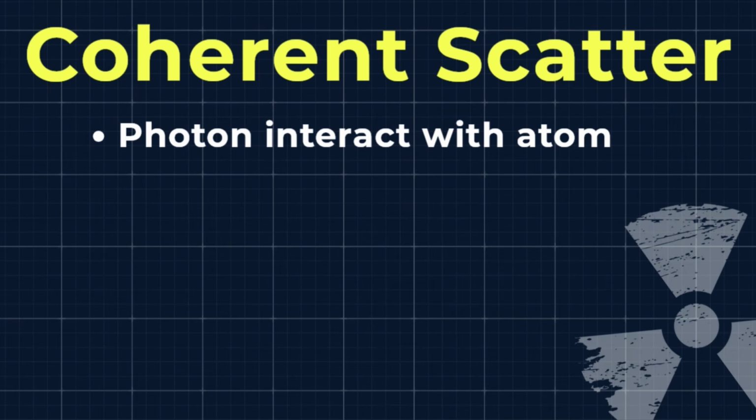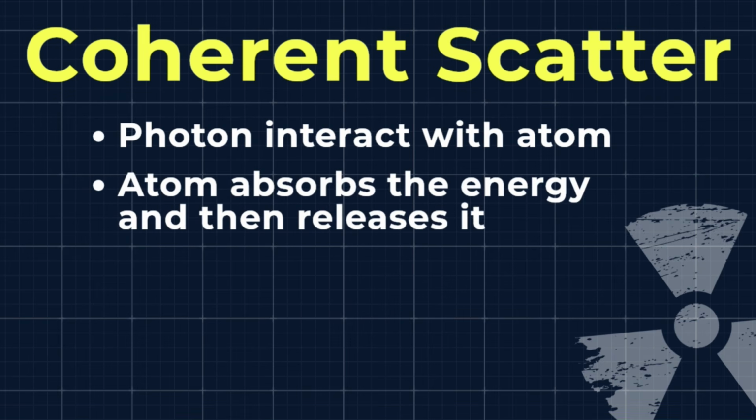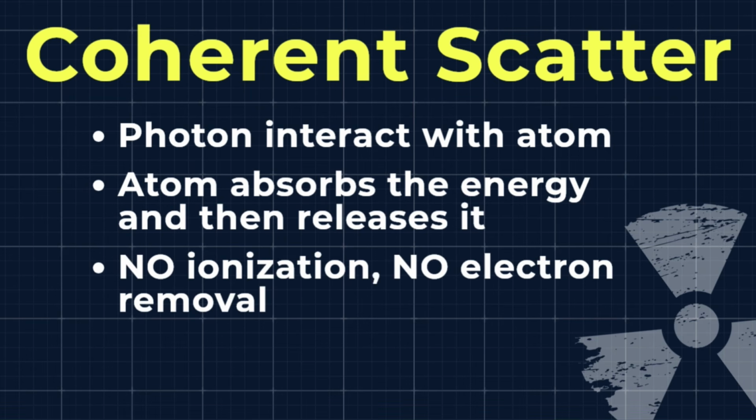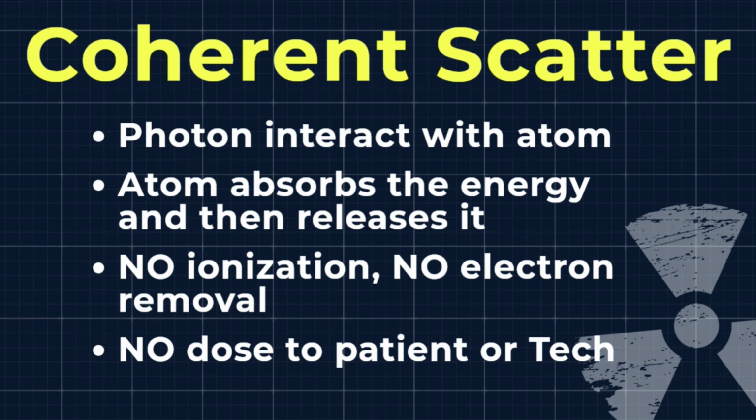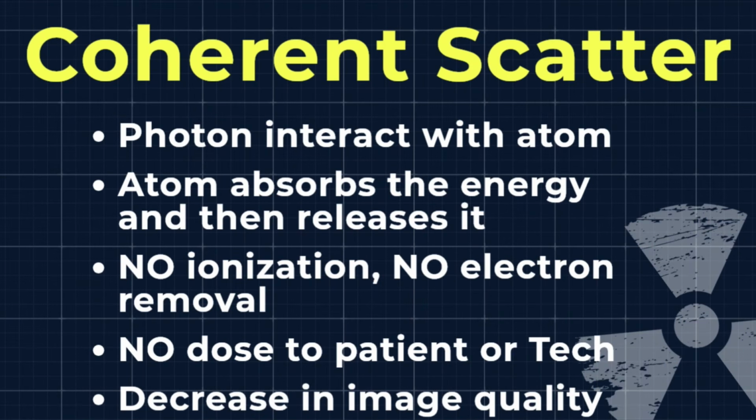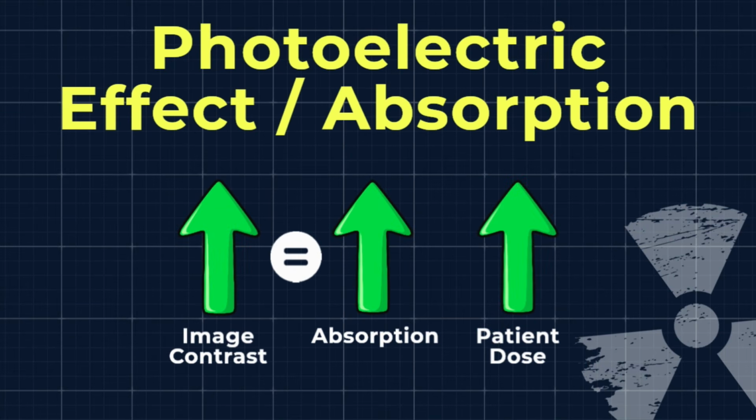So the big takeaway is this. Coherent scatter happens when an X-ray photon interacts with the entire atom. The atom temporarily absorbs the photon energy and then releases it as a scattered photon with the same energy, but in a different direction. There is no ionization, there is no electron removed, there is no meaningful increase in patient dose, there's no meaningful increase in occupational dose, and the only real concern is a very small decrease in image contrast that's almost inconsequential.